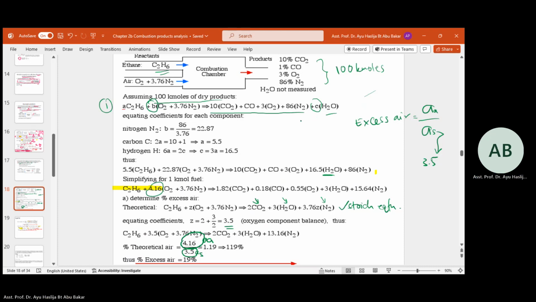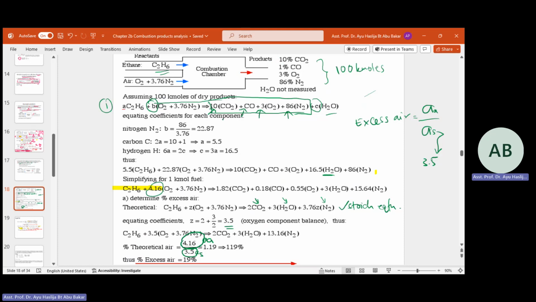Okay, so first thing is to assume your dry products. Doesn't matter how many kmoles, up to you. But usually the easiest is 100. Okay, 100 kmoles of dry product, plus the unknown H2O. Now the moles over here, how do we get them? From the percentage. So that's why when we assume 100 kmoles, 10% times 100 gives the moles back. If you assume 10, then 10% multiplied by 10.